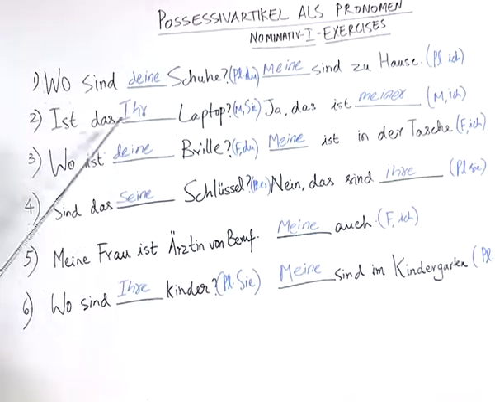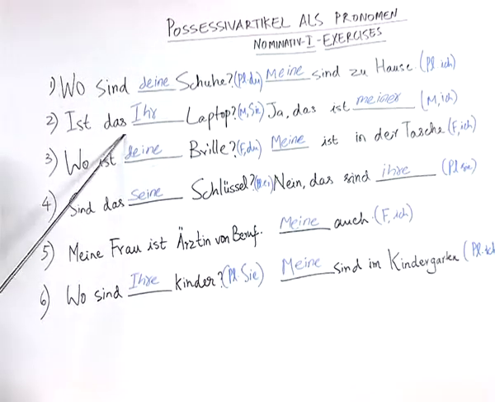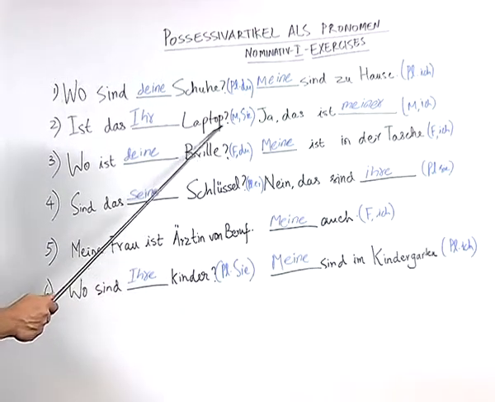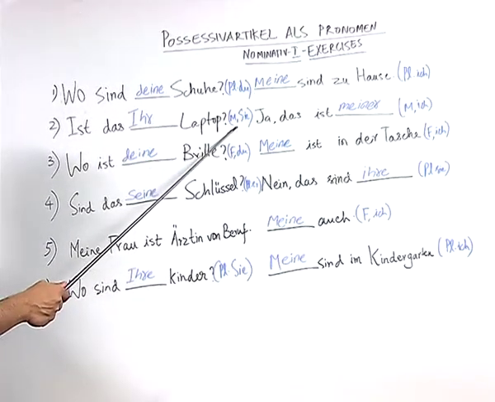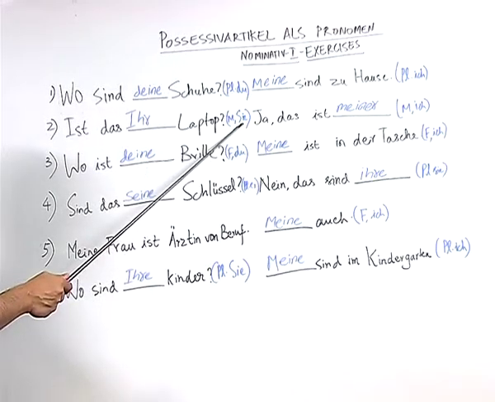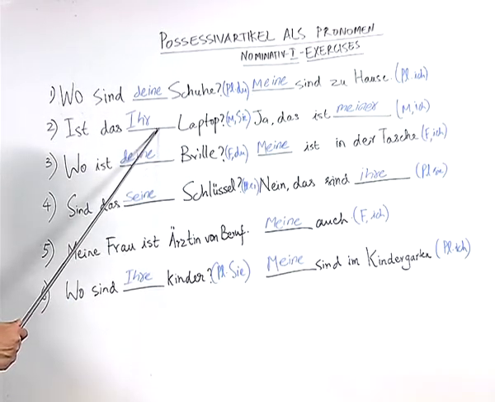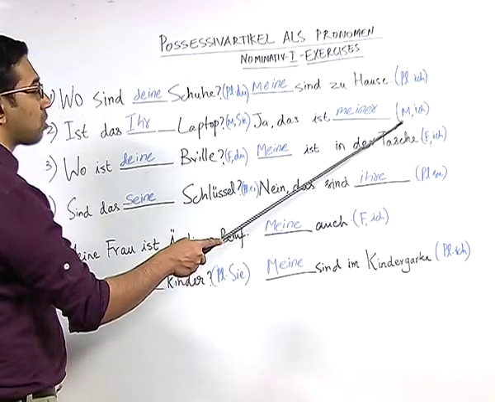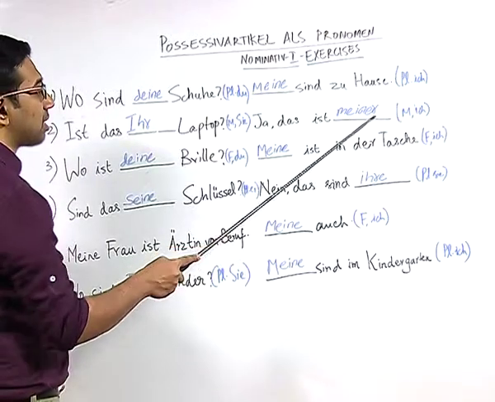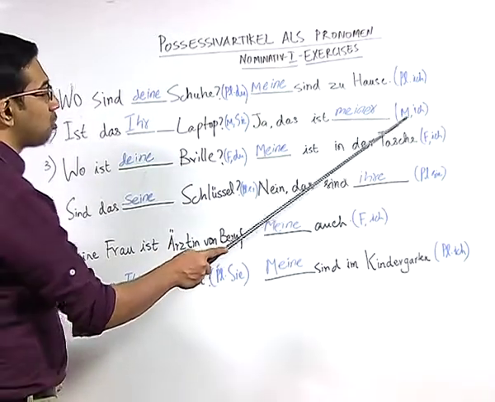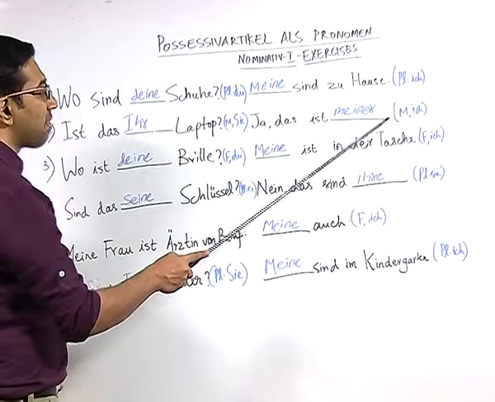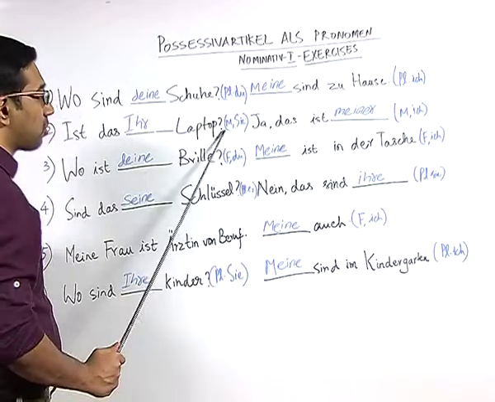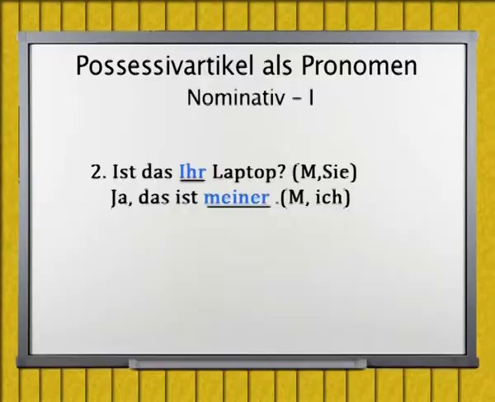Now, sentence number 2, ist das Ihr Laptop? Here the student correctly identified that the noun Laptop belongs to the masculine gender category, and based on the pronoun Sie wrote the correct possessive article Ihr. And here in this part of the sentence the student also correctly identified that the noun Laptop has to be used in the possessive article as pronoun, meiner, based on masculine gender for Laptop and the pronoun ich.